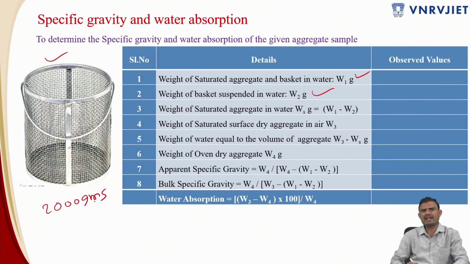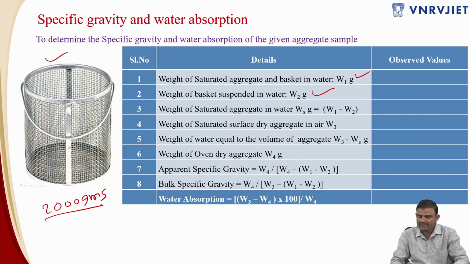So I have taken oven dried aggregate of 2 kg passing through 20 mm and retained on the 16 mm sieve. This aggregate can be of any size. So I have taken the aggregate passing through 20 mm and retained on 16 mm sieve. The initial weight of the aggregate is nothing but 2000 grams.